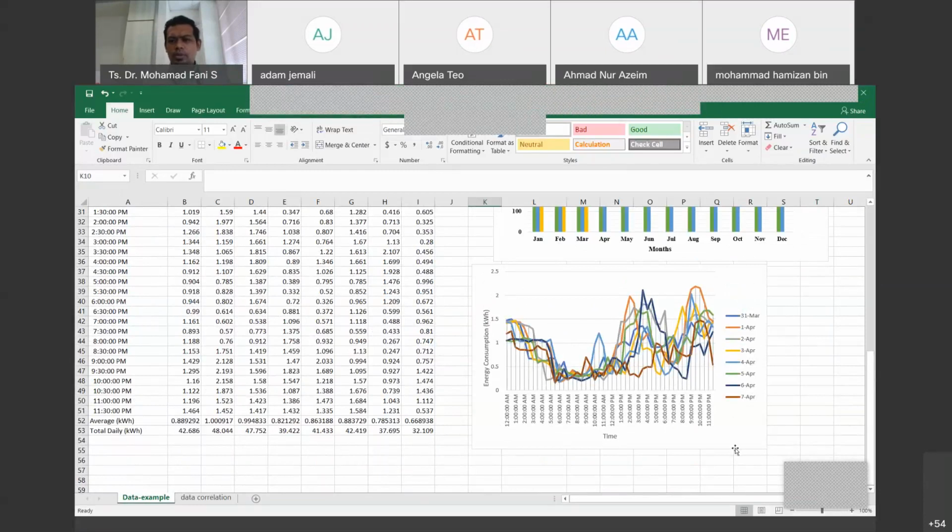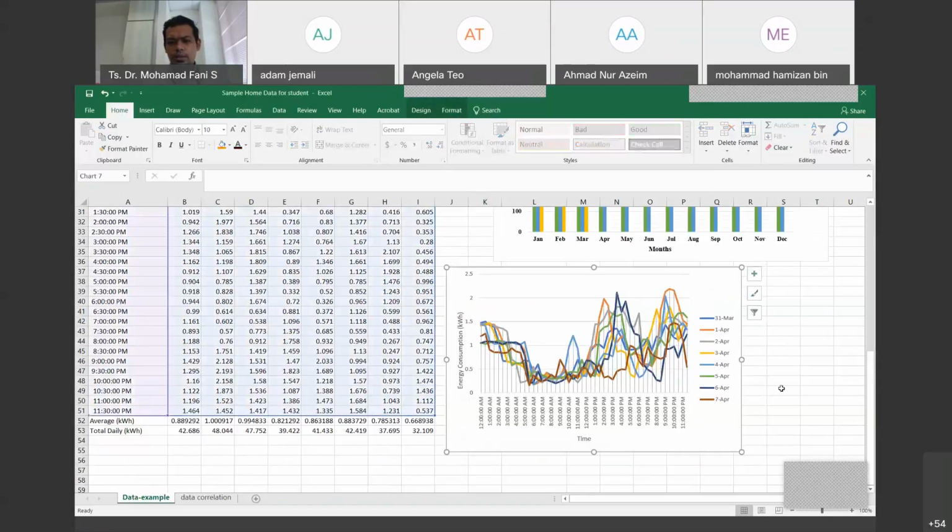You get this graph, class, guys? Tak dapat, Doktor. Allah, tak dapat pula. Tak dapat.